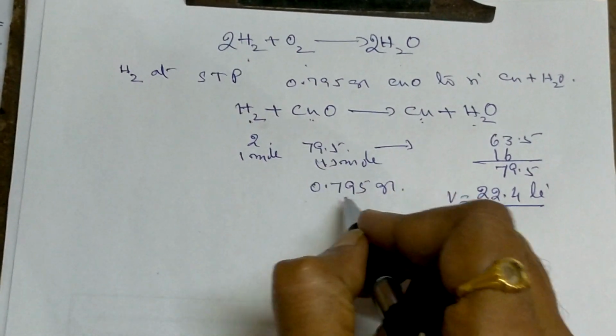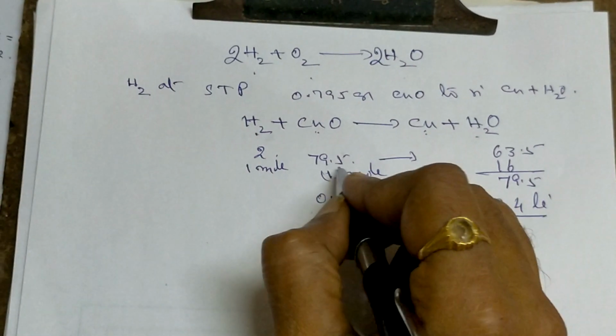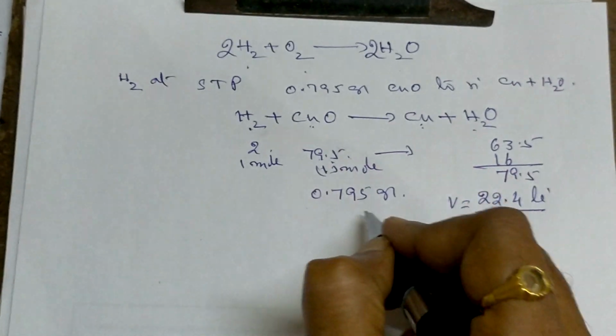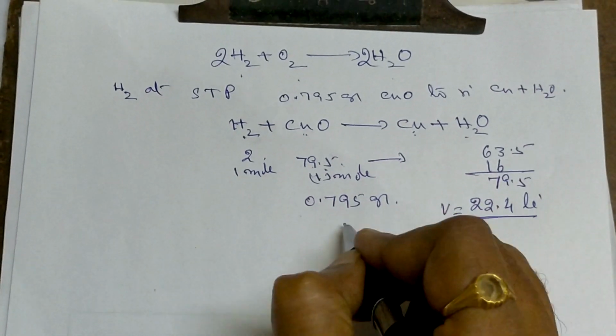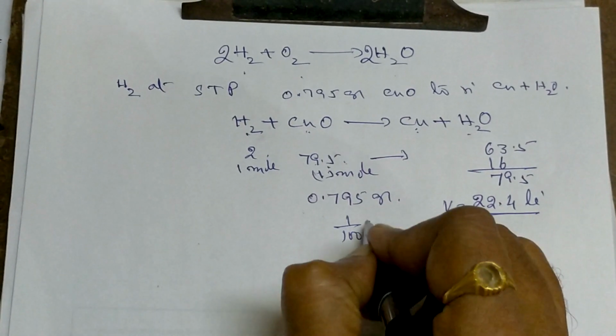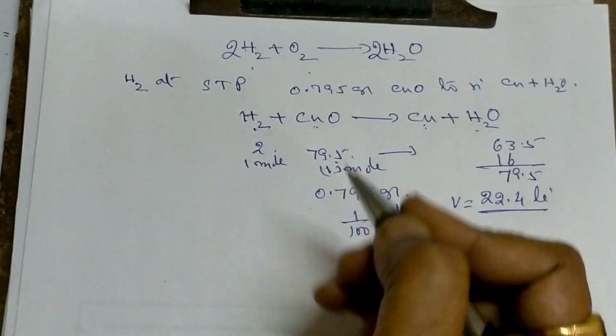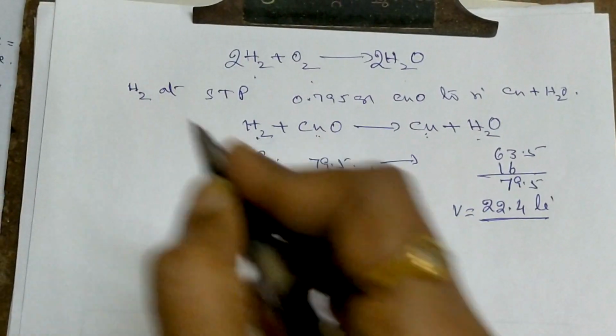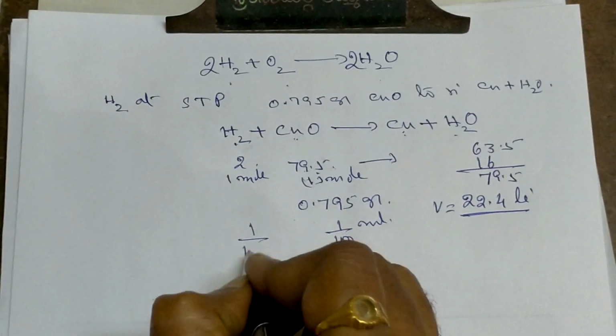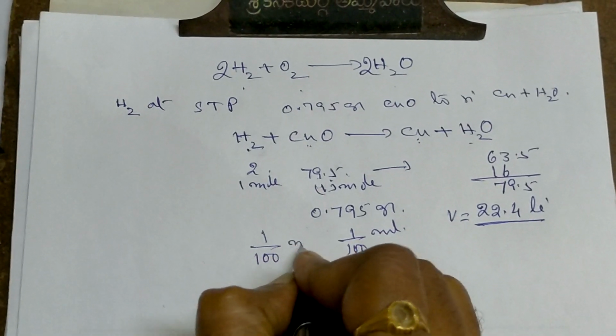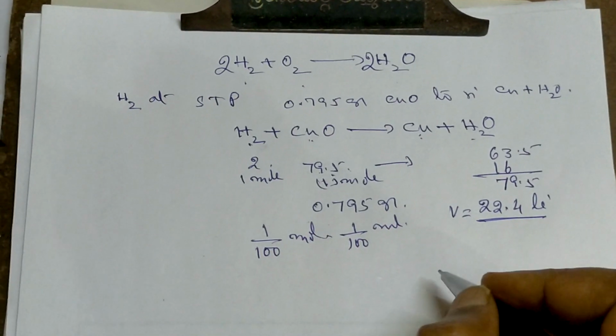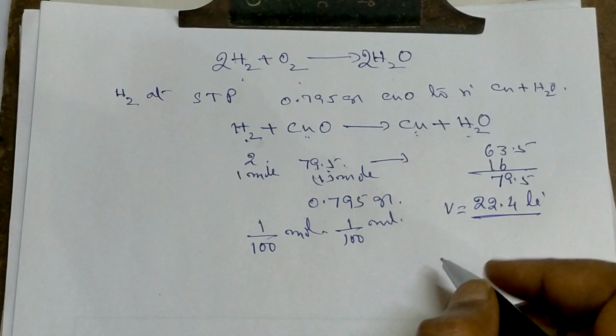That means it is 1 by 100th of a mole. 1 mole is equal to 79.5 grams. 0.795 means 1 by 100th mole of copper oxide. So hydrogen also should be 1:1. So hydrogen also should be 1 by 100th mole. Very simple.